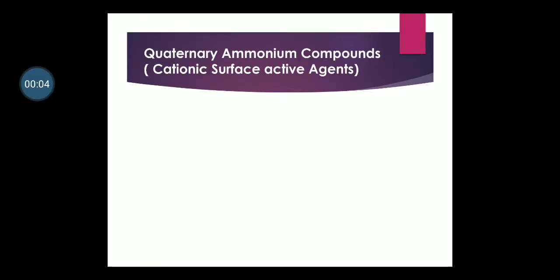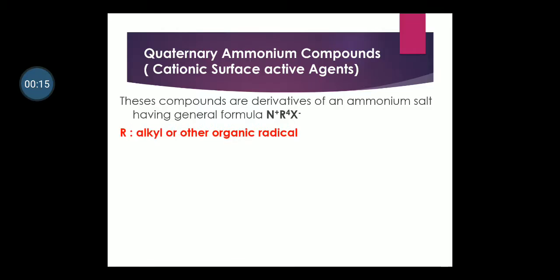Now we are dealing with the second part of the antiseptic and disinfectant, in which we have to see the quaternary ammonium compounds. These are also called cationic surface active agents. These compounds are derived from an ammonium salt, which has a general formula R4N+X-, where R is nothing but the alkyl groups, whereas X is the halide radicals like chloro, bromo, or maybe a hydroxy, and the nitrogen is positively charged, meaning the quaternary nitrogen. That's why it is called a quaternary ammonium compound.